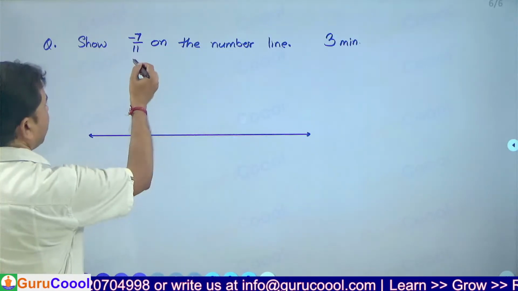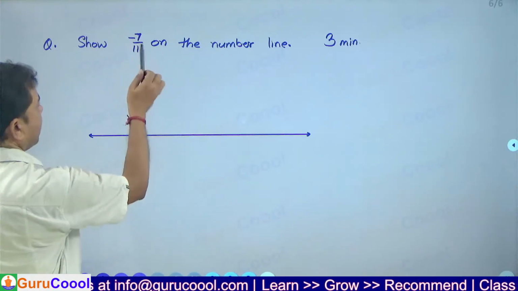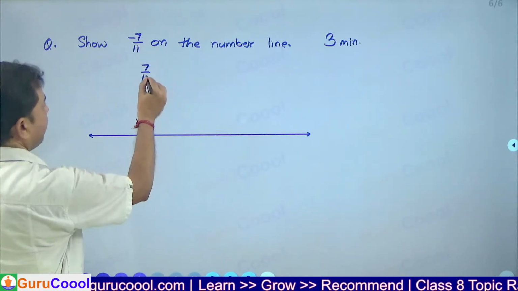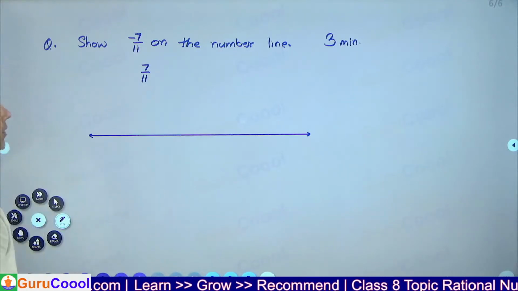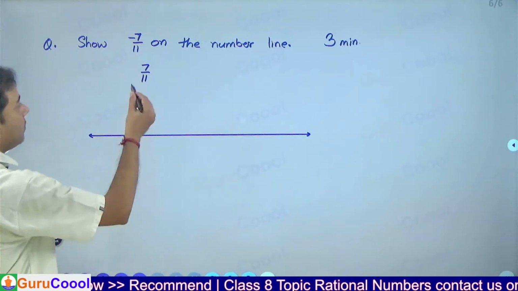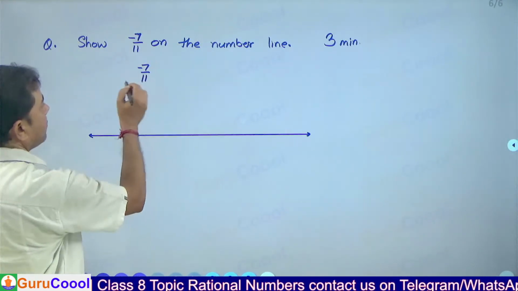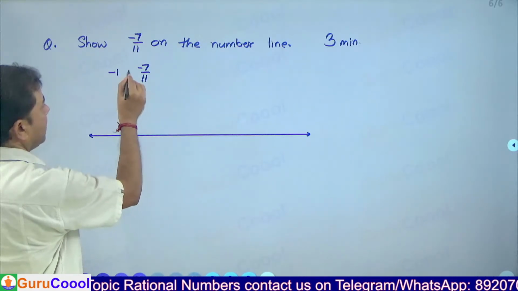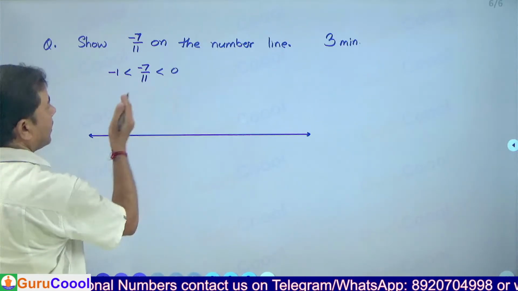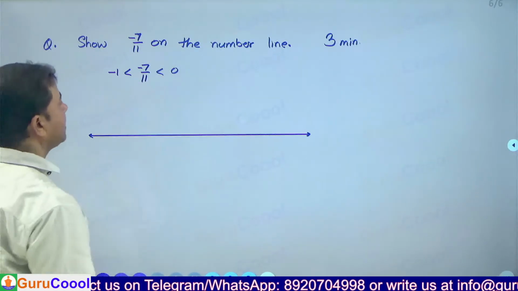Minus 7 by 11. If we ignore the minus sign, it is 7 by 11. That means it is a proper rational number, or we can say a proper fraction as well, which is between 0 and 1. But since it is negative, it is between minus 1 and 0. Left side minus 1, right side 0, and between them we have this rational number.